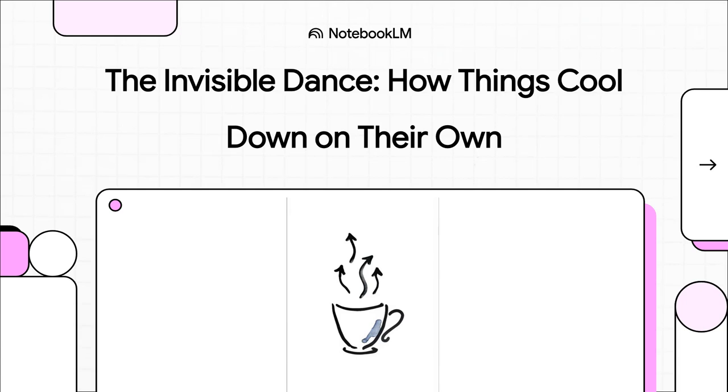Today, we're going to explore an invisible dance that happens all around us, from the steam rising off your morning coffee to the way an entire room gets warm. It's the silent, automatic process of how things cool down, all on their own.